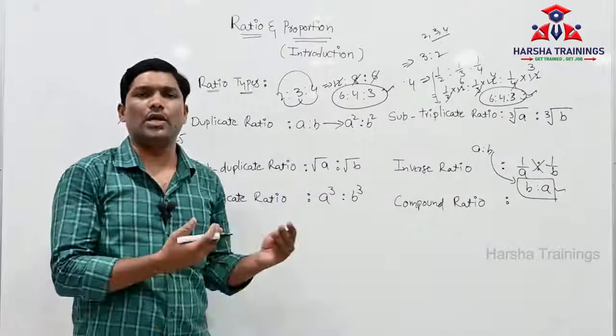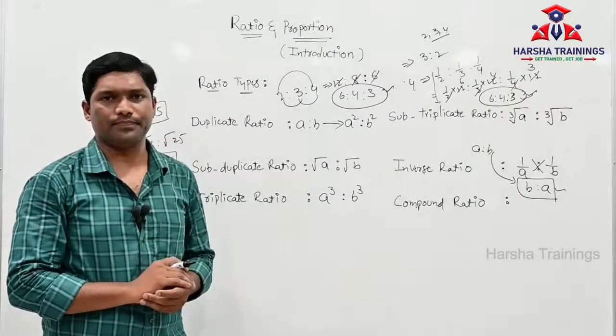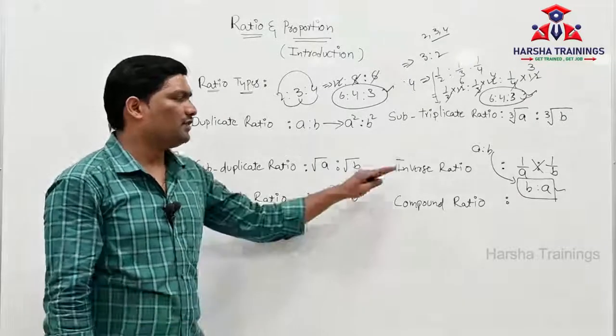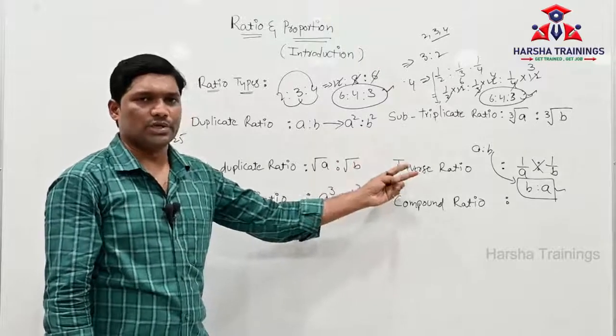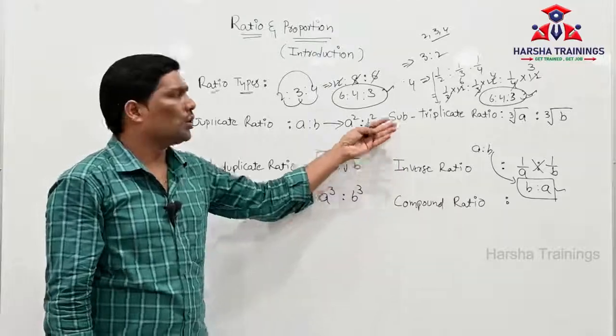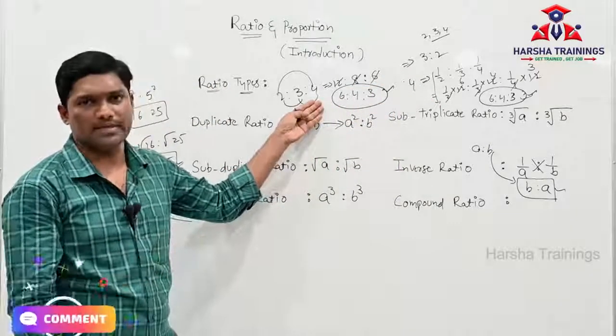You can use any logic, guys, no issue. Finally, we will get the same answer. Just remember inverse ratio: if two quantities are given, just reverse. If three or more quantities are given, go through this process. Finally, we will get the same answer.